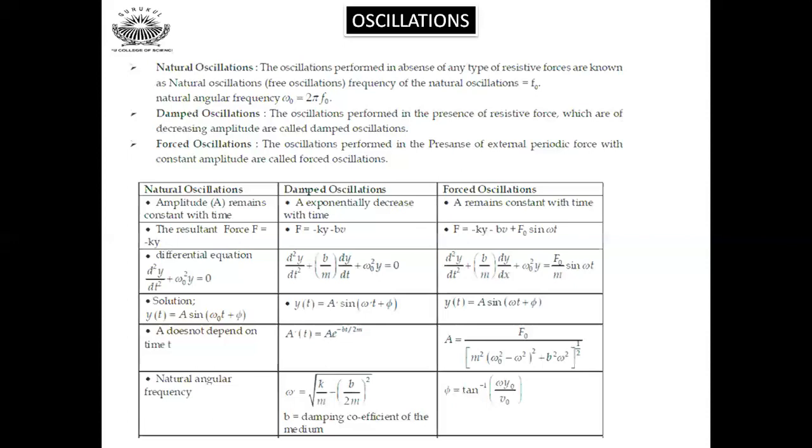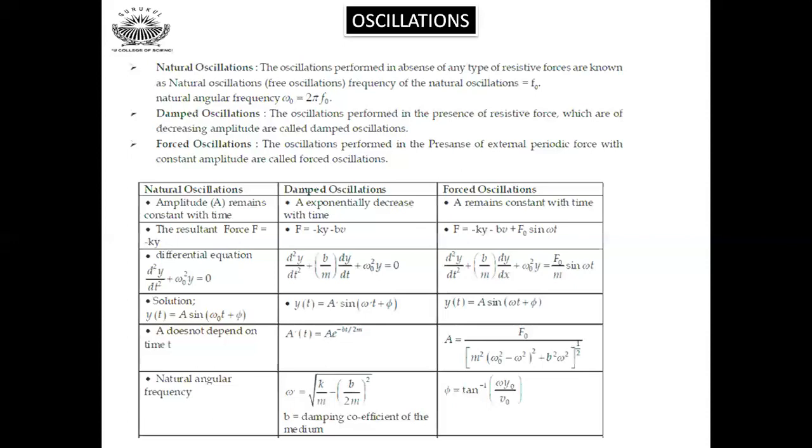Now, in natural oscillations, the amplitude remains constant with time. In damped, there is an exponential decrease with time, and in forced, it remains constant with time. The resultant force is F equals minus ky, then F equals minus ky minus bv, and then F equals minus ky minus bv plus F naught sine omega t. So F naught sine omega t is the periodic force which you are applying.